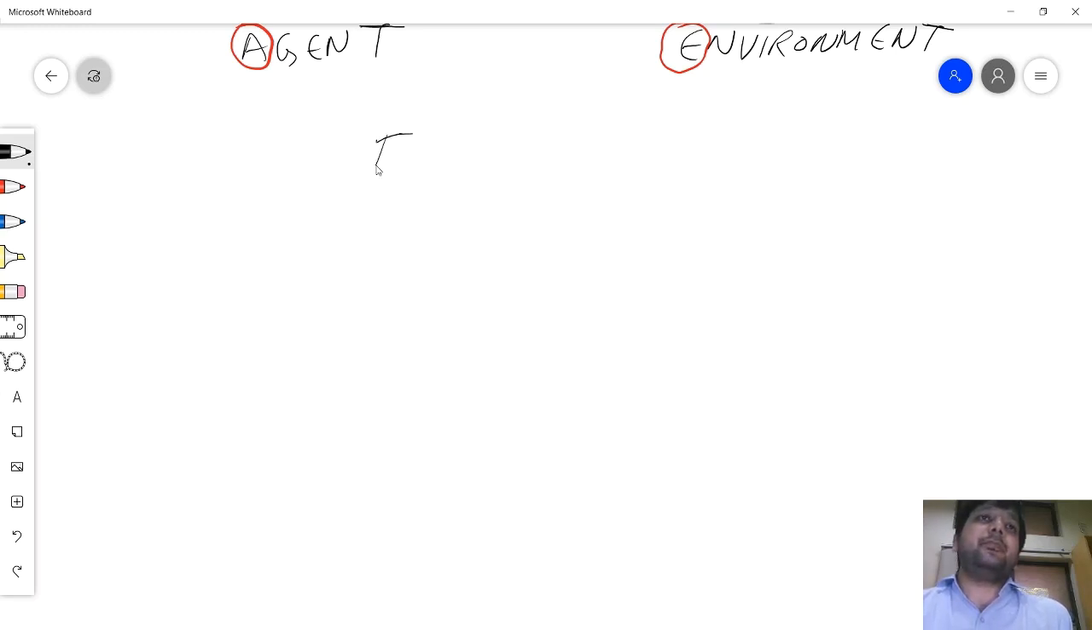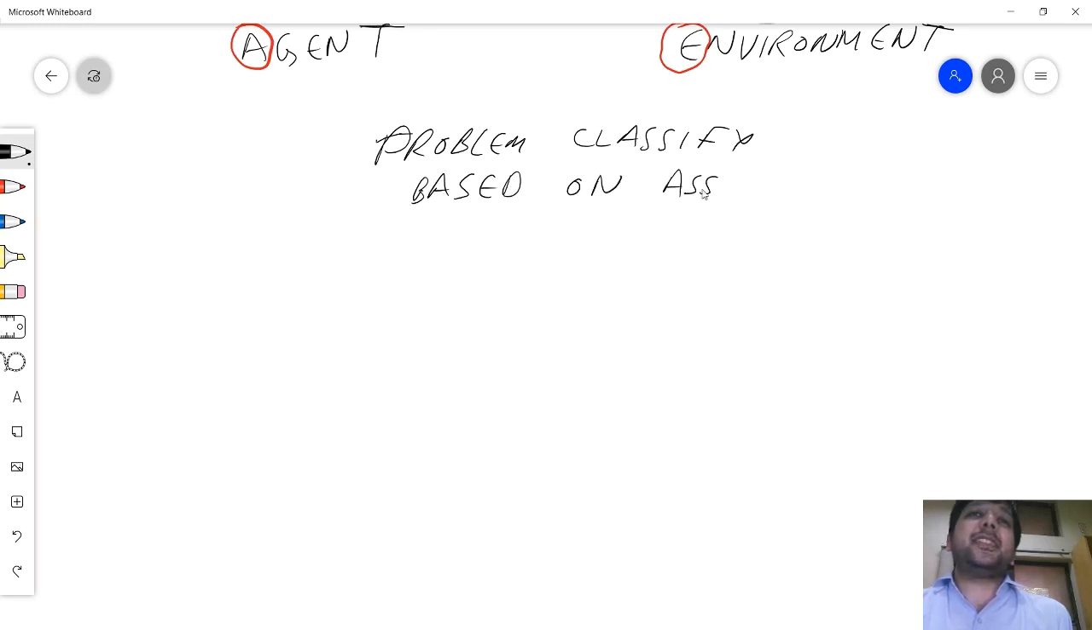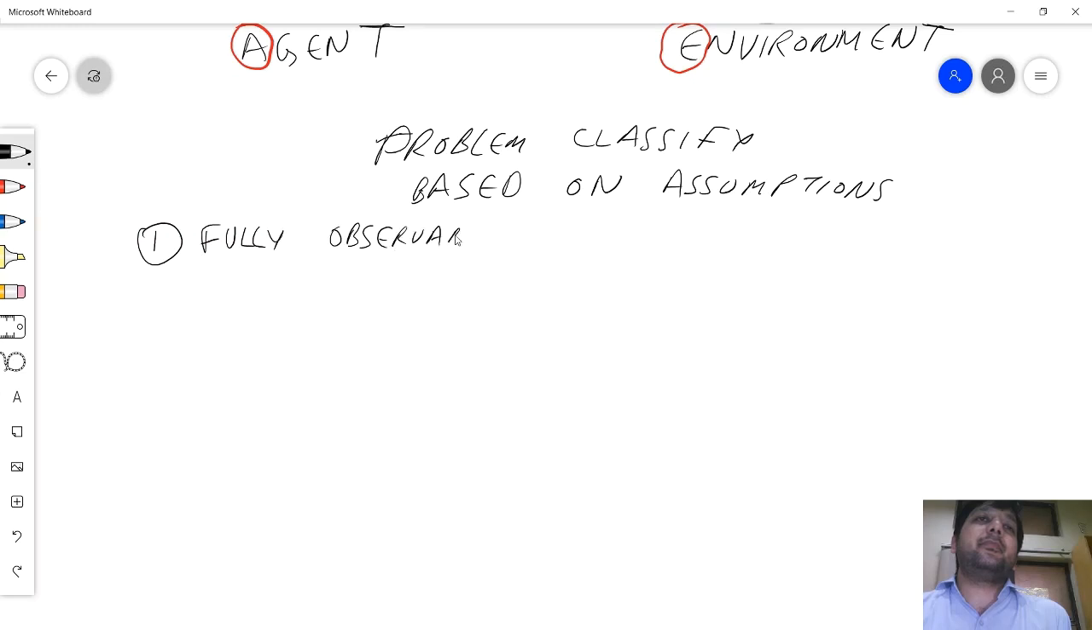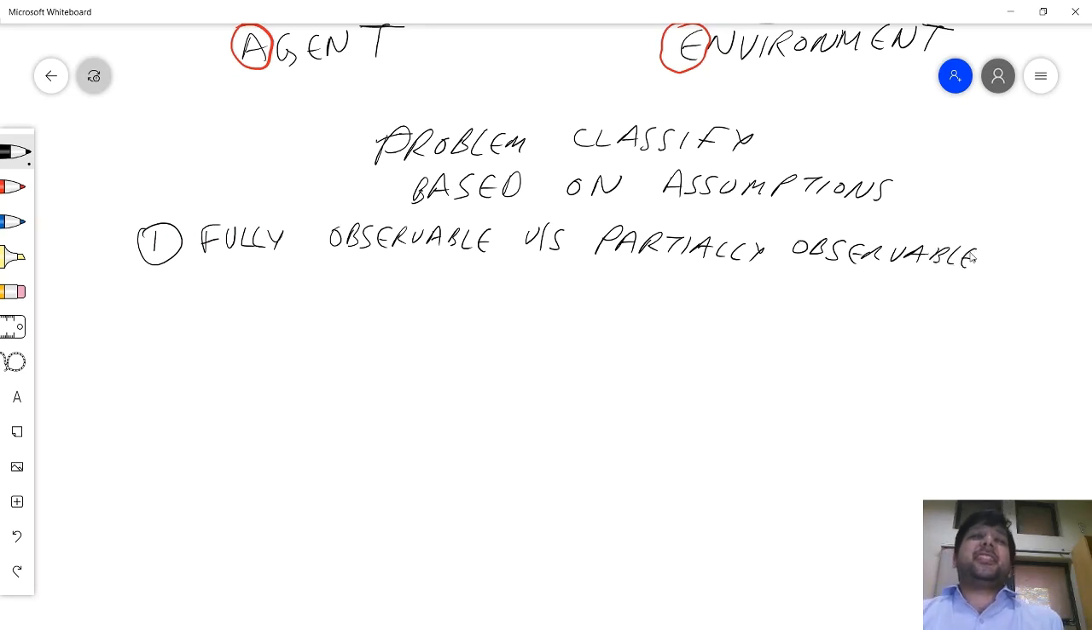So I look at what are the different types of problem and I will classify them into types based on assumptions. One of the most important and one of the most widely used is when you talk about, is your environment fully observable or is your environment partially observable? So let's go on the easy definition first.